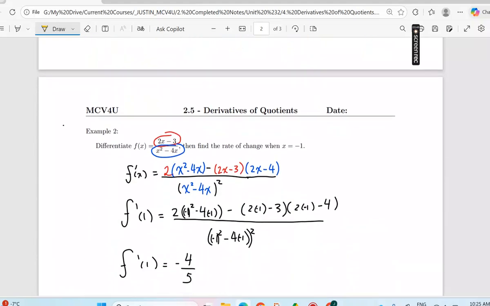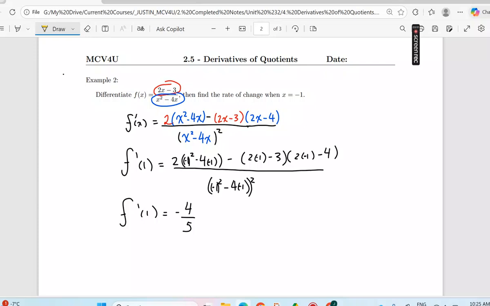So that's done. Here's another example. Differentiate f(x) equals 2x minus 3 over x squared minus 4x. Again, we differentiate the top, which just gives me 2. Then we copy the bottom without changing a thing. Then we subtract, not the derivative of the top, sorry, I lied, just copy the top, times the derivative of the bottom, which is just 2x minus 4. And then divide by the bottom, copied, squared.